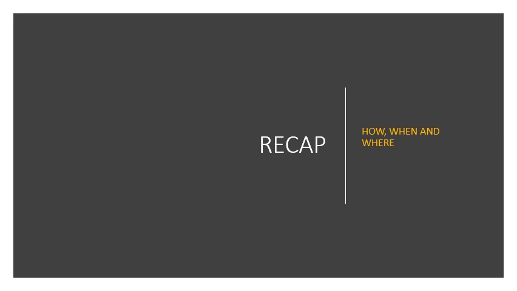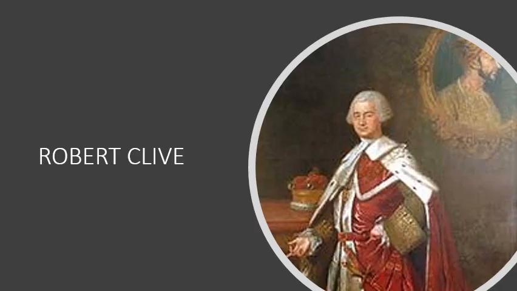Today we are going to see a recap of the last session class in history, chapter number 1, How, When and Where. Now we are going to see about Robert Clive. He was one of the creators of British power in India. He won the Battle of Plassey and became the first British administrator of Bengal.